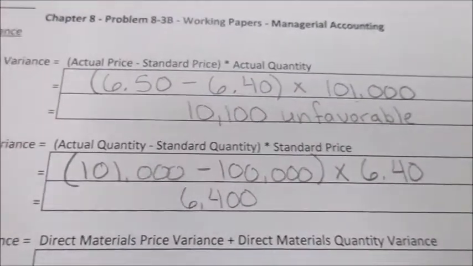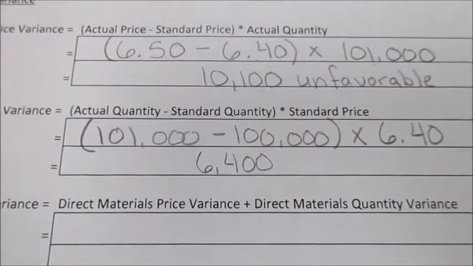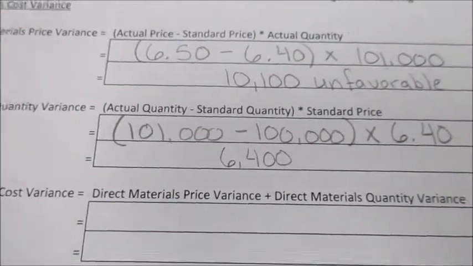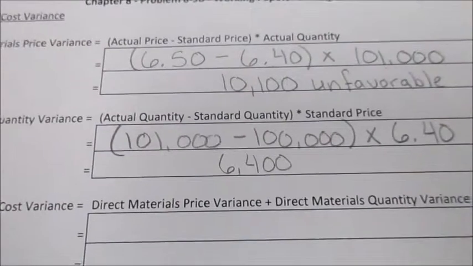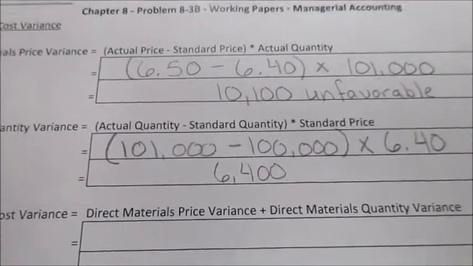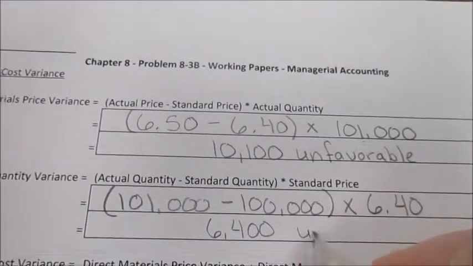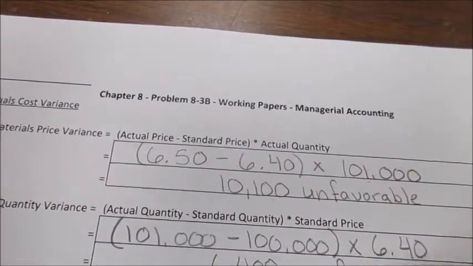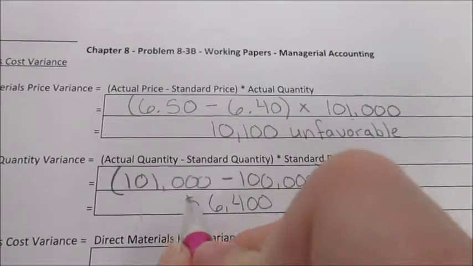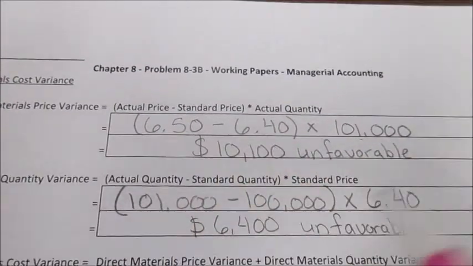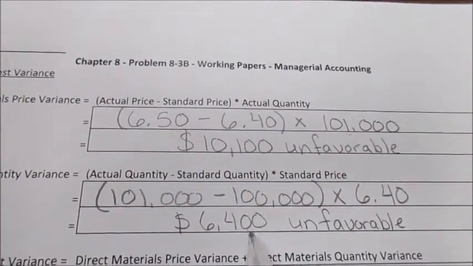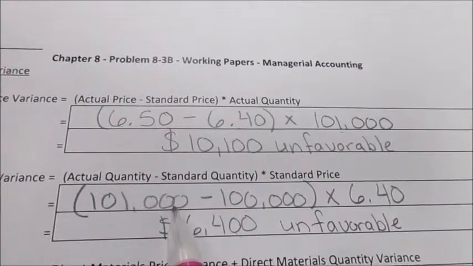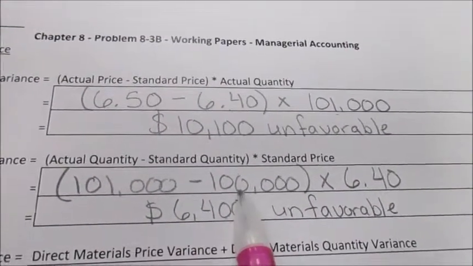Okay, so we need to know whether or not this 6,400 is a favorable or an unfavorable. And we can know that it's unfavorable. Okay, so we're going to write that next to it. Again, mathematically, it is a positive number. These are all dollars, by the way. Mathematically, this is a positive number, so we know it's an unfavorable. Logically, our actual quantity was 1,000 more than what we had budgeted.